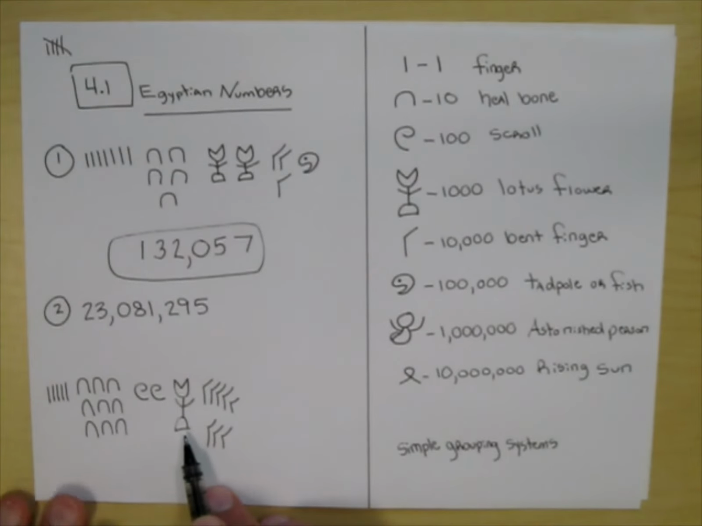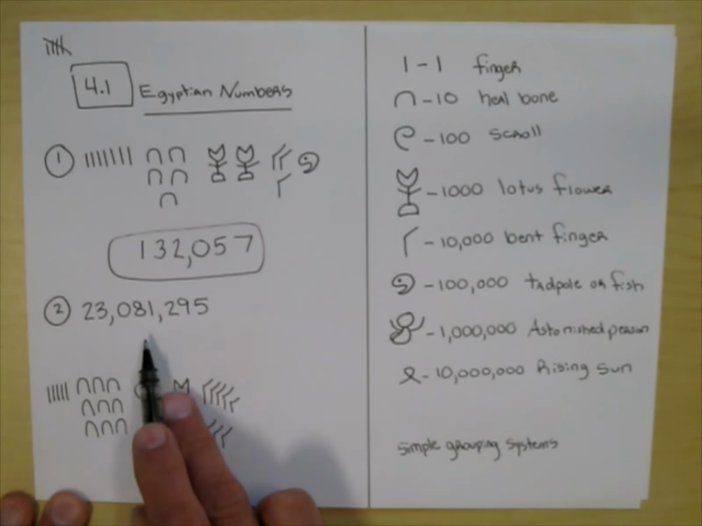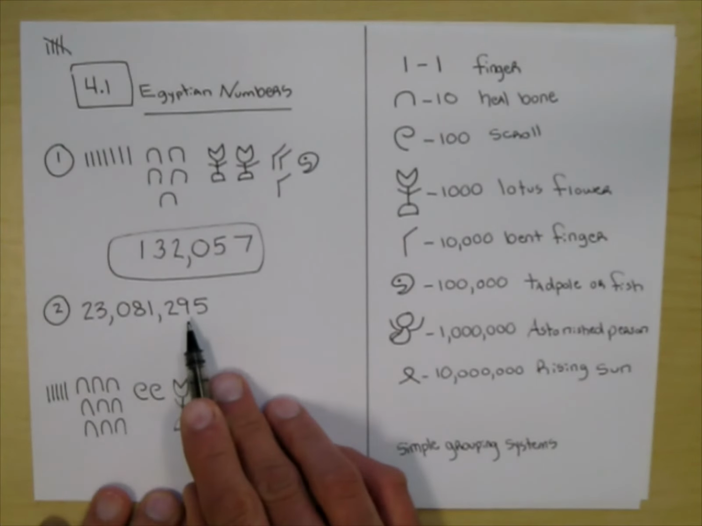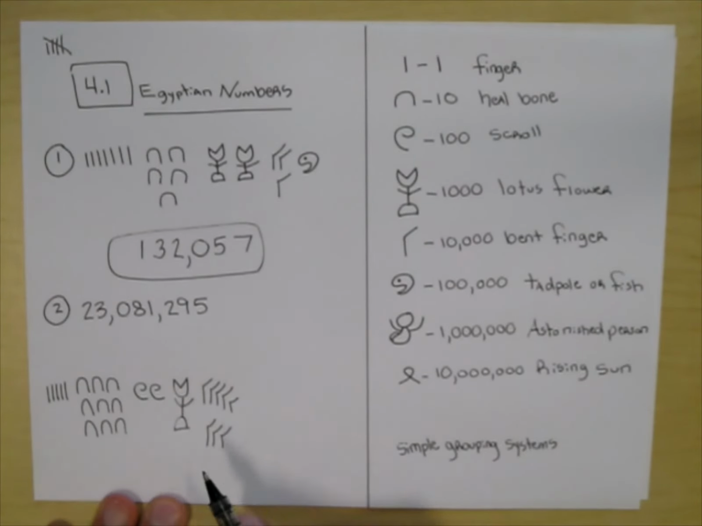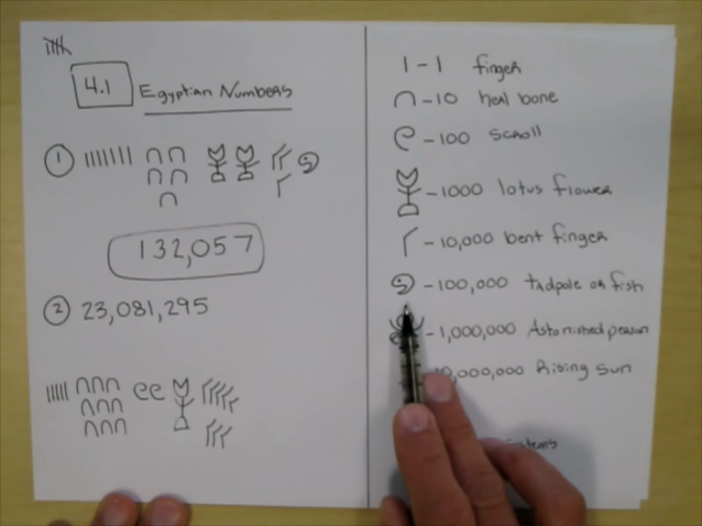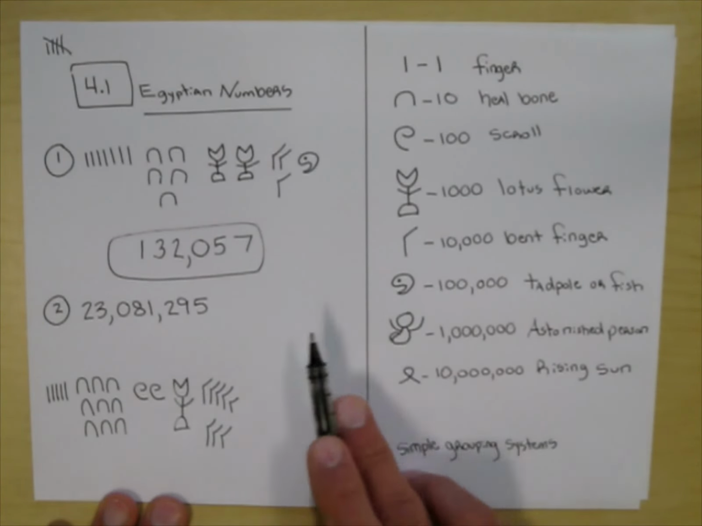I mean, if the flower somehow appeared over here instead of here, which would be bad, you could still figure out the exact number. And that's what makes this a grouping system as opposed to what we use, which is a positional system. You know, that 9 there is a big deal. You can't just say, let's put the 9 over in front, because that will change the value of the number. So that's 8 bent fingers, 0 tadpoles, so we're not going to put any of those.